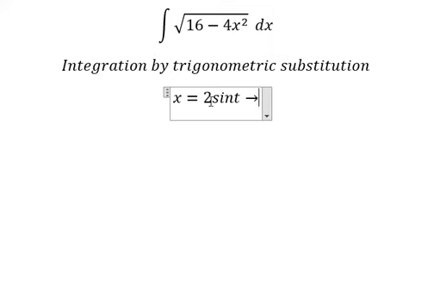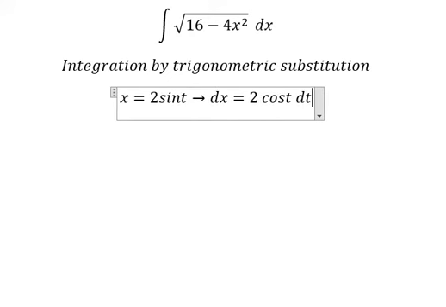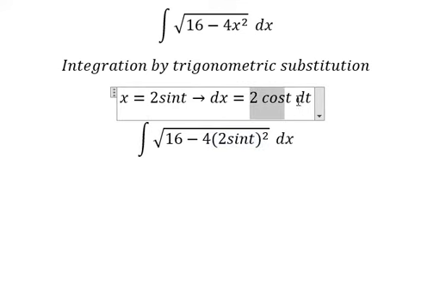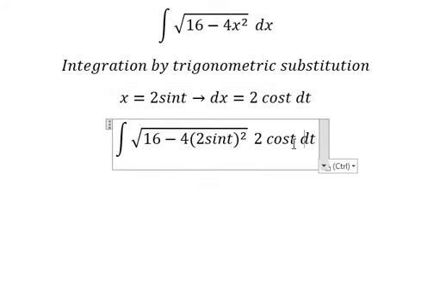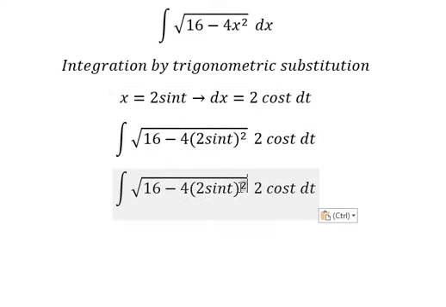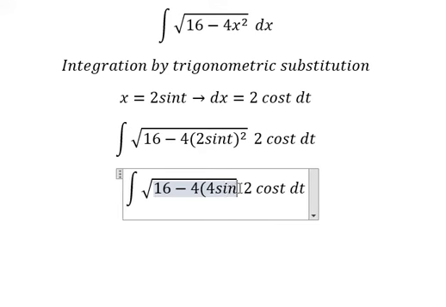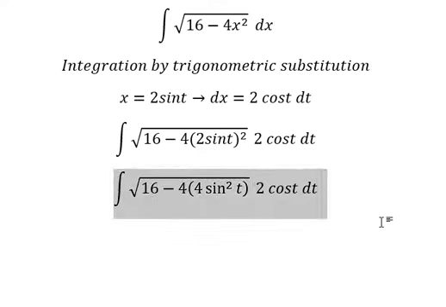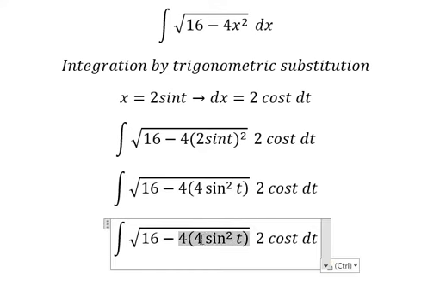So we first do the derivative for both sides, and we have dx equal to 2 cosine t dt. So this one I will put in here. Dx we change by this one. So this one we have 4 sine t square. So 4 and 4 we have 16.